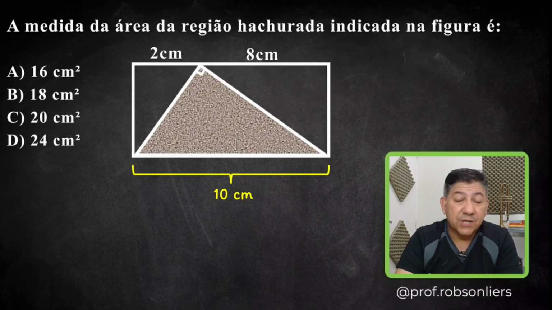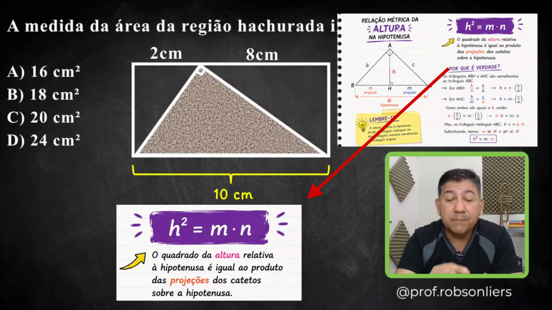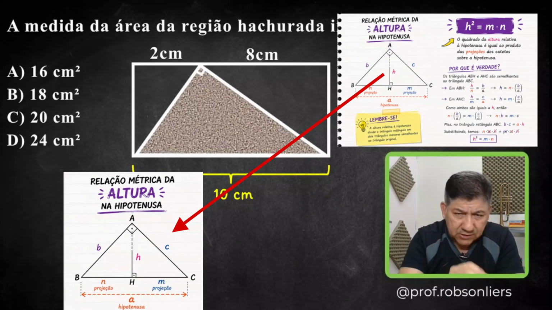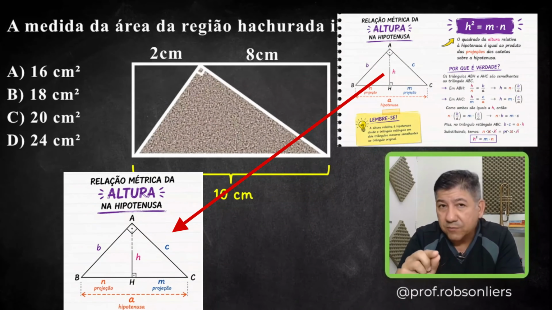Well, there's a property of a right triangle, which is the following. Look, the square of the altitude relative to the hypotenuse is equal to the product of the projections of the legs onto the hypotenuse. Look at this drawing here, see? We have the right triangle, just like in our figure here, and we have the altitude, which goes from point A, from the vertex of the triangle up there, down to point H, right? That's the altitude of the triangle.